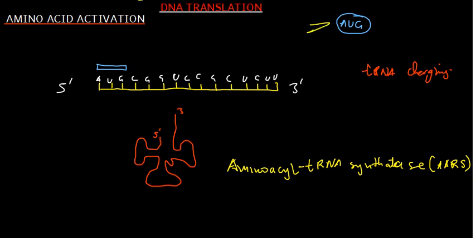Alright. So the first thing that is going to happen is the active site. This is an enzyme, as we can see, amino acid tRNA synthetase. That is an enzyme, and so it has got an active site. What is going to happen is the active site of this enzyme is going to be filled by an amino acid and also adenosine triphosphate, that is energy, ATP.